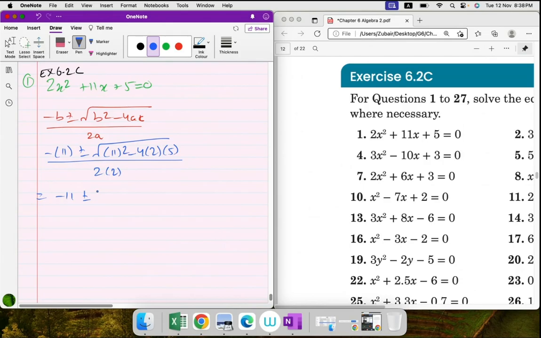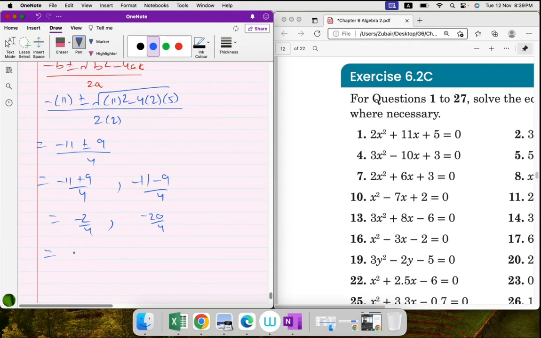That's negative 11 plus minus. I'm using the calculator for 11 square minus 4 into 2 into 5 and I'm getting 81. Square root of 81 is just 9. Minus 11 plus 9 by 4, minus 11 minus 9 by 4. Minus 2 by 4 and minus 20 by 4. These are the two answers.